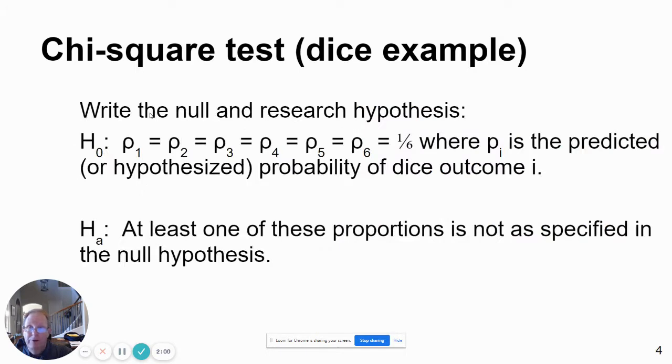To begin, we're going to have to write out the null and research hypotheses. The null hypothesis is that all of the proportions are the same and that they are equal to 1/6. The alternative hypothesis is that at least one of these proportions is not as specified in the null hypothesis. If one is not as specified, then we know logically that there's going to be at least 2 that are not as specified in the null hypothesis. And just as a reminder, hypothesis statements are always about the population, so you should not refer to the sample. A hypothesis statement must also include some reference to the context of the problem.